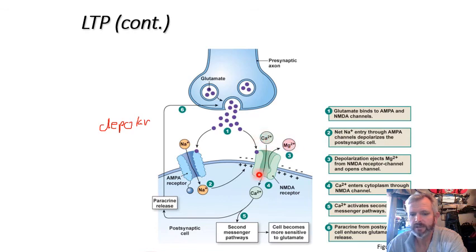And now we can allow that calcium to move through here. It's going to activate a second messenger pathway. This is going to increase the amount of AMPA receptors here. And we're also going to send that paracrine signal to have the presynaptic neuron secrete more glutamate. So now we have more receptors, more glutamate. We're going to enhance the signal.